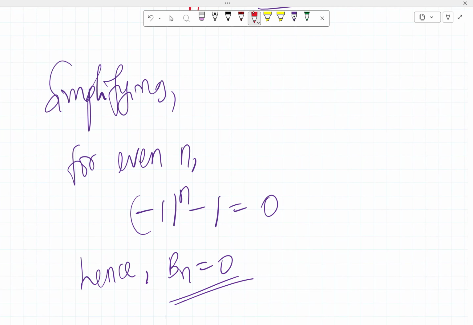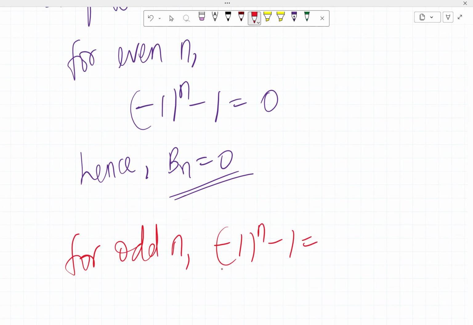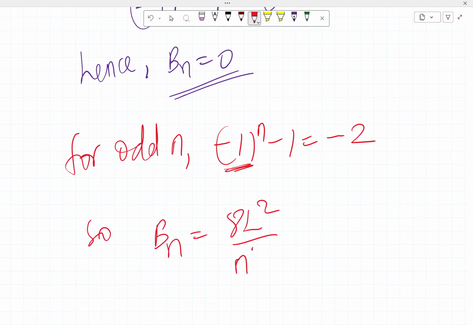On the other hand, for odd n, minus 1 raised to power n minus 1 will always be 1, so this will always be minus 1. So 1 minus 1 becomes minus 2, so that b sub n is equal to 8L squared all over n cube pi cube. Okay, so that's for odd values now.